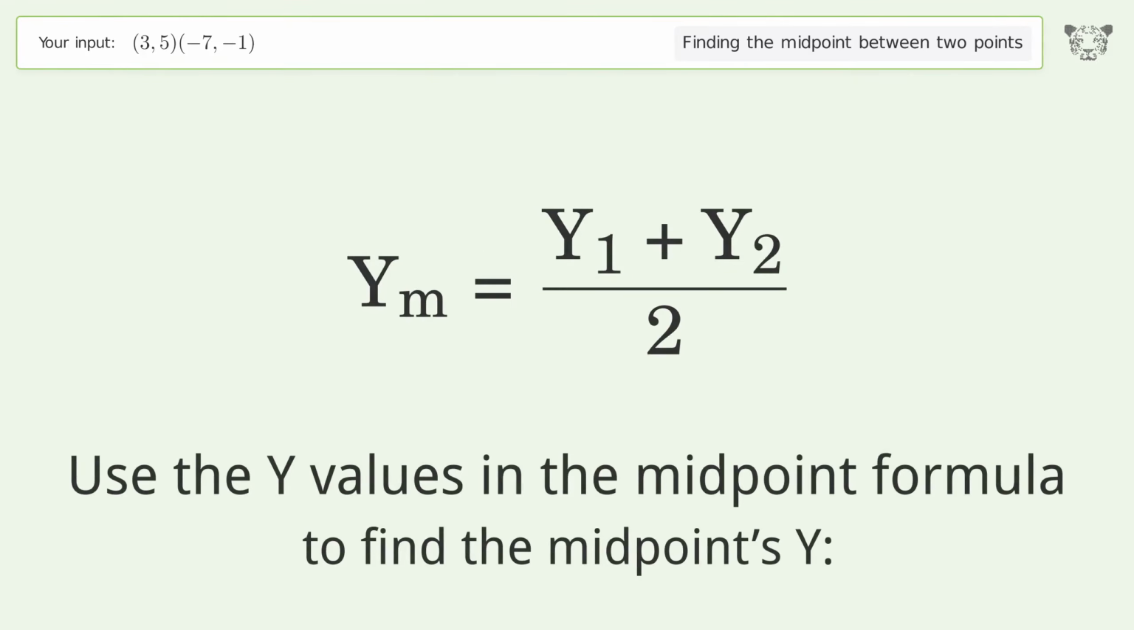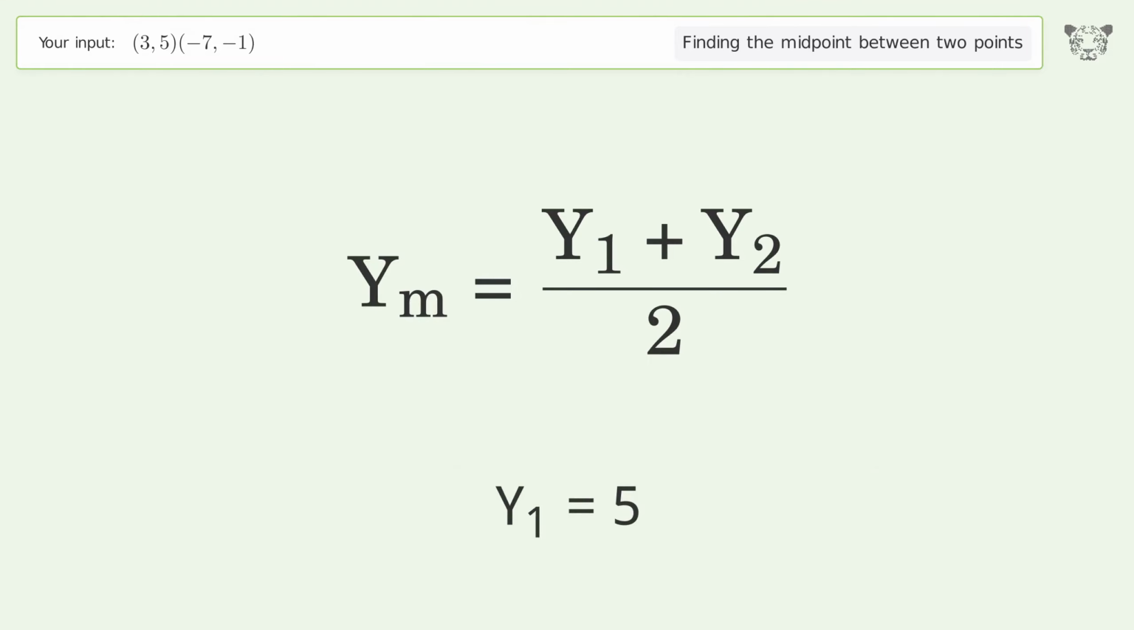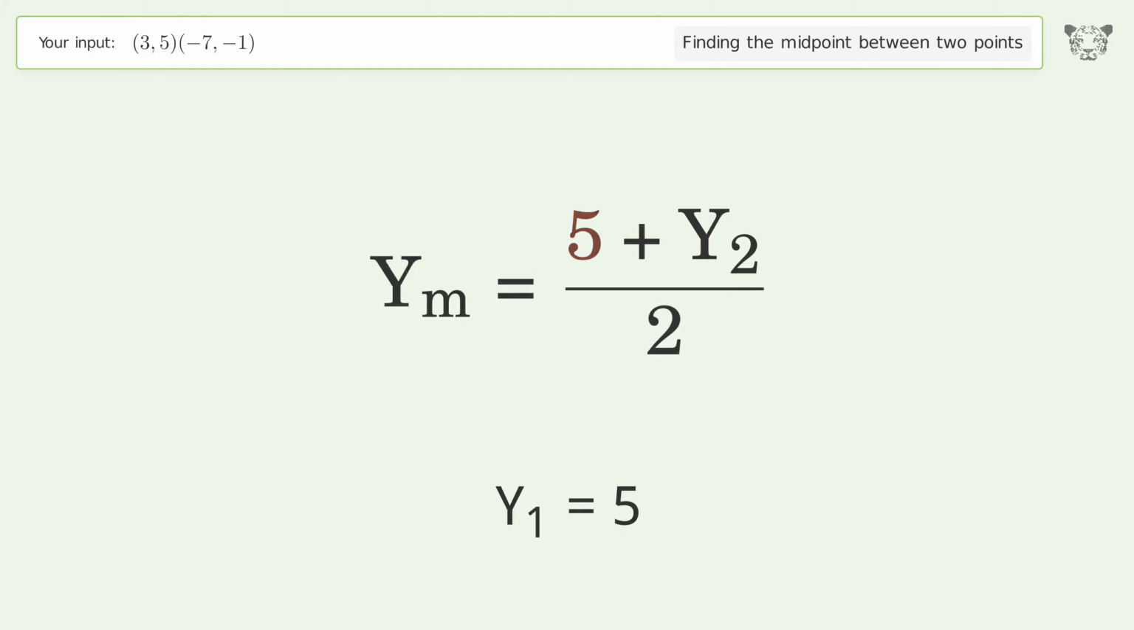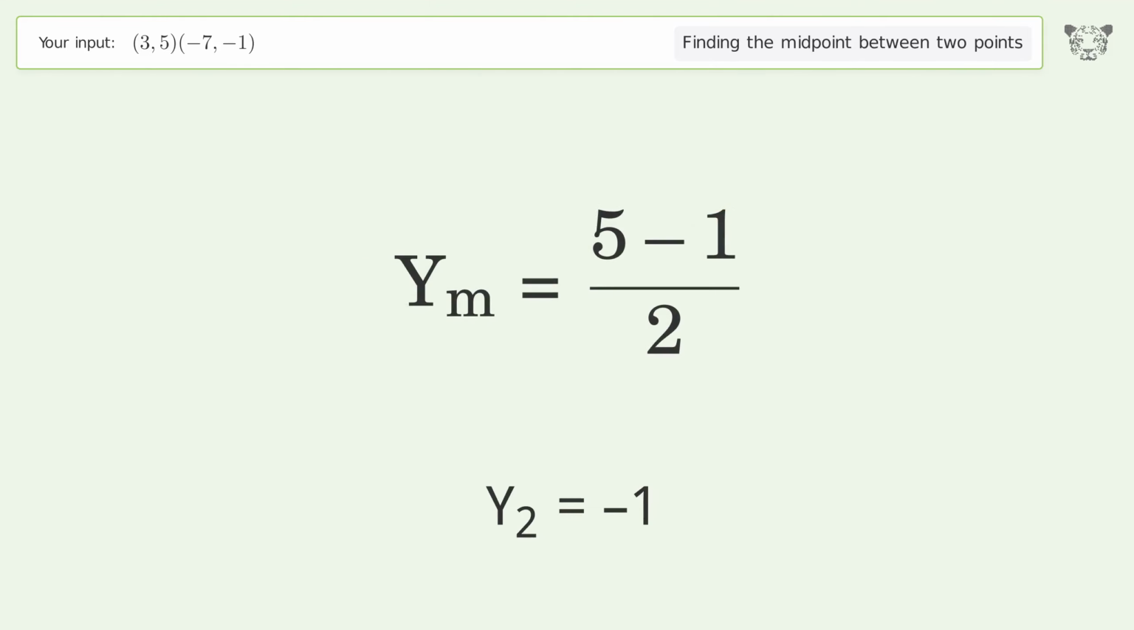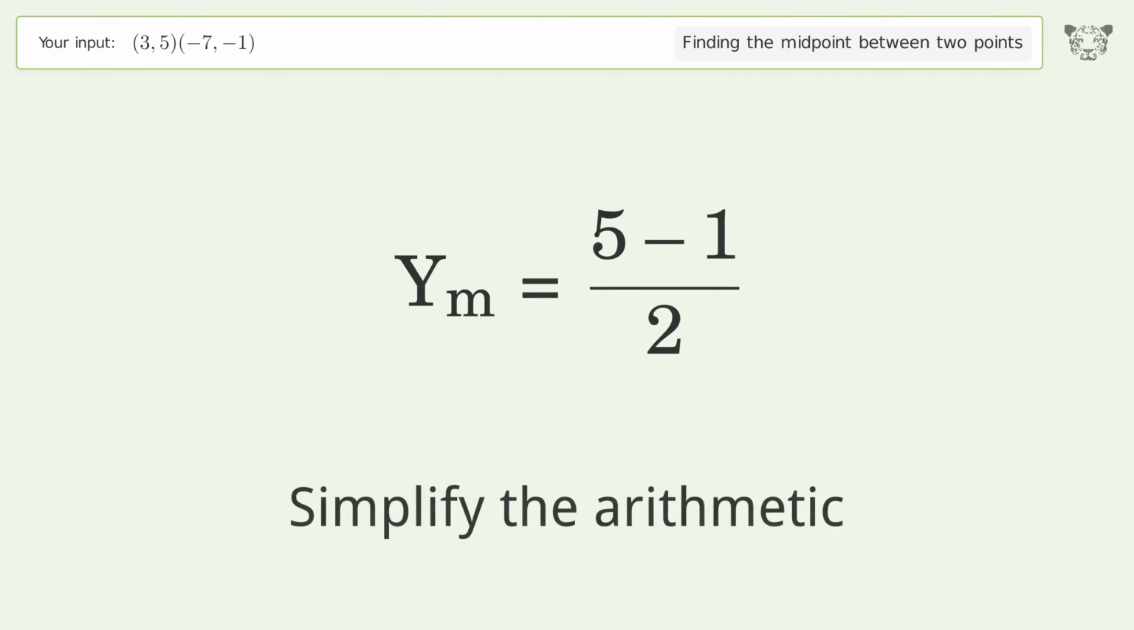Use the y values in the midpoint formula to find the midpoints y. y1 equals 5. y2 equals -1. Simplify the arithmetic.